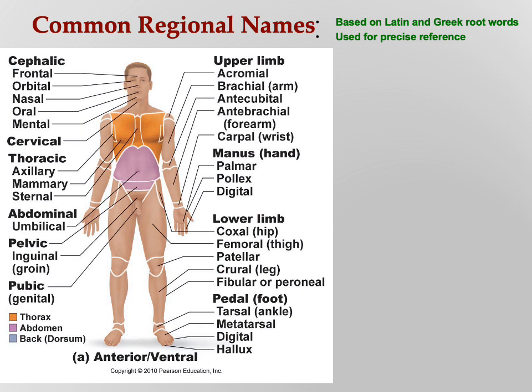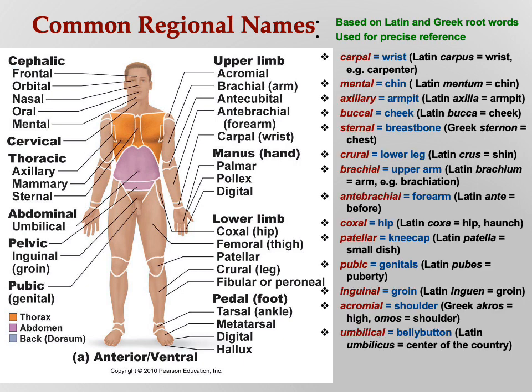Okay, so there are regional names for parts of the human body. And how many of those do you think you have to know? Yes, that's right. You basically have to know all of them. There might be one or two in there you don't have to know, but essentially you have to know all of them. And in fact, that's going to be your first quiz. Your first quiz is going to be on naming parts of the body.